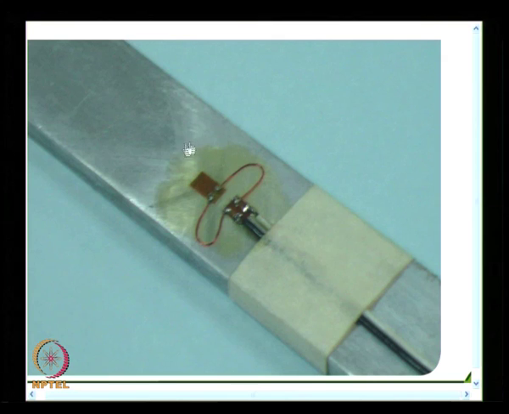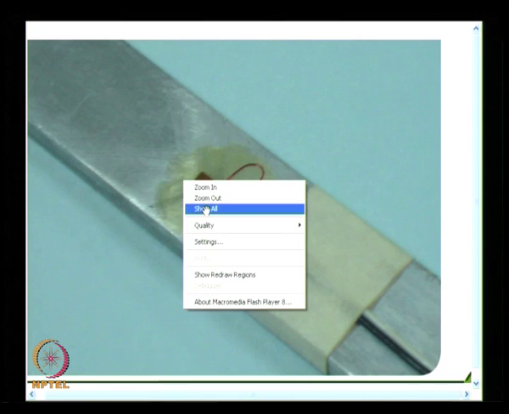And what you see as light yellow, what is put on the strain gauge, is the polyurethane coating. So, it prevents moisture absorption in the strain gauge system, and it makes your measurement more meaningful.